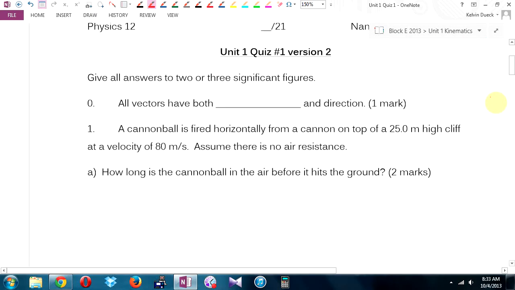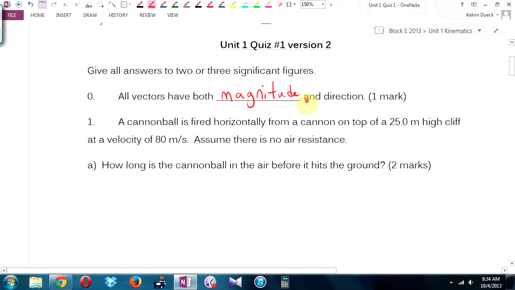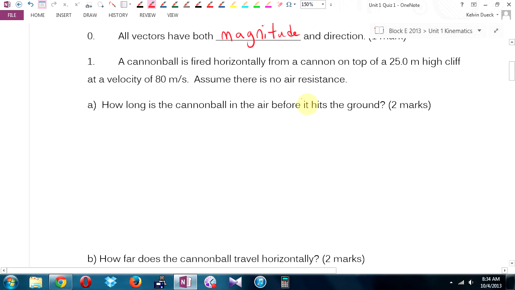Okay, here we go. Mark your own. All vectors have both magnitude and direction. Okay, 1 mark. If you have a question about how to mark something, at the end, come talk with me. So you'll hear me say, if there's anything else you're wondering about, just show it to me. It's easier to work that way. Number 1, actually that was question 0. All vectors have both magnitude and direction.